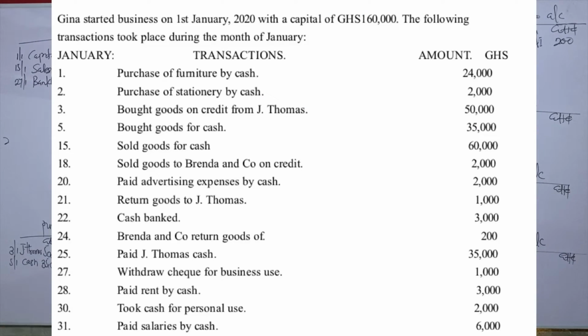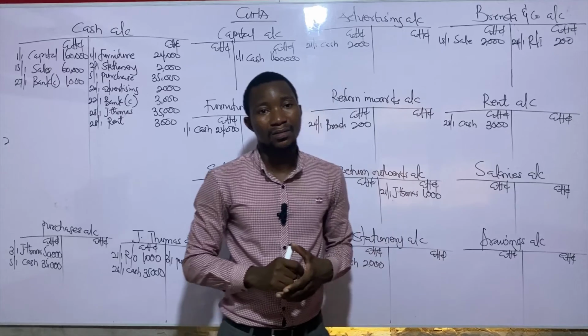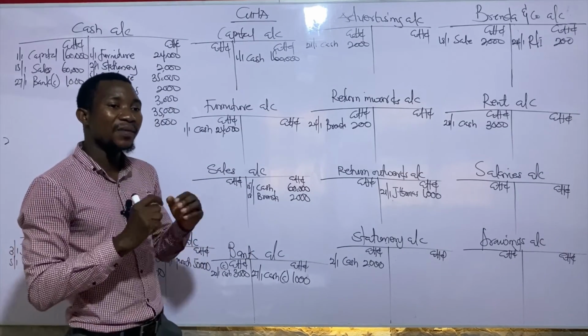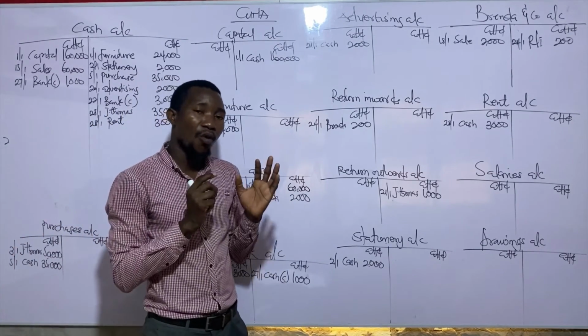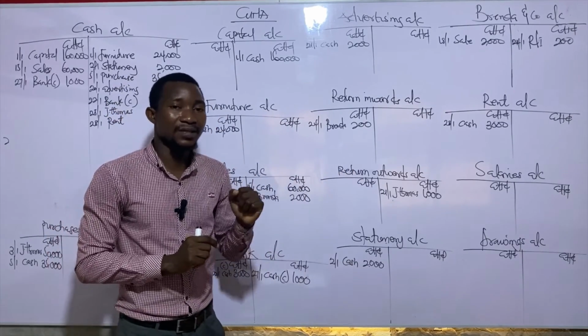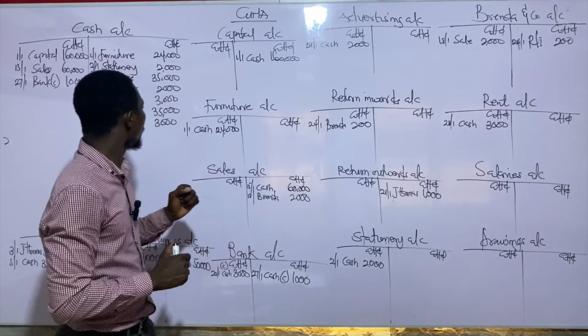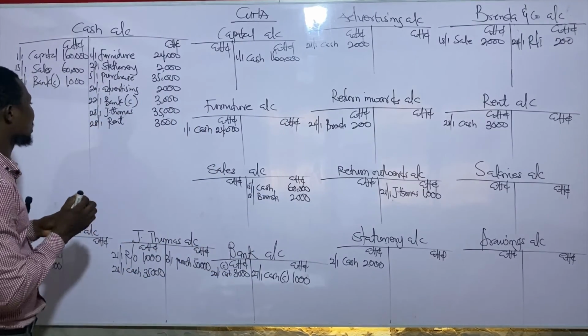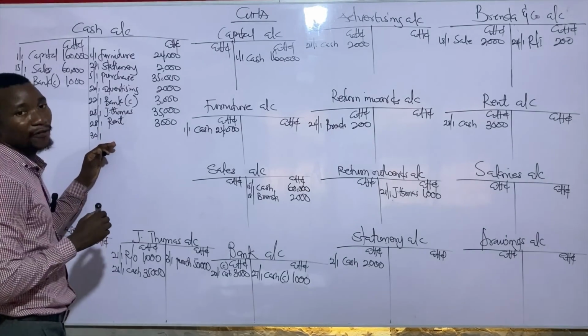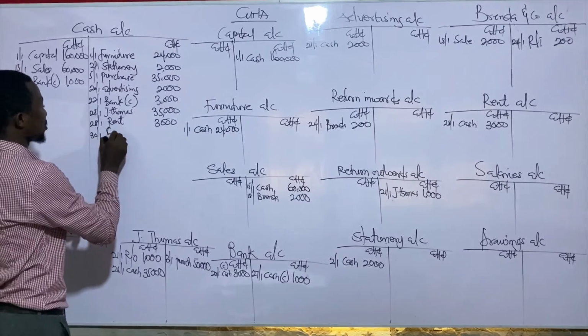30th, took cash of 2,000 cedis for personal use. The owner of the business took cash of an amount of 2,000 Ghana cedis for personal use. Is that okay? Anytime the owner of the business takes cash for personal use, that is drawings. The business will consider that as drawings. So part of the cash on the 30th has been taken by the owner for personal use. So we consider that as drawings.